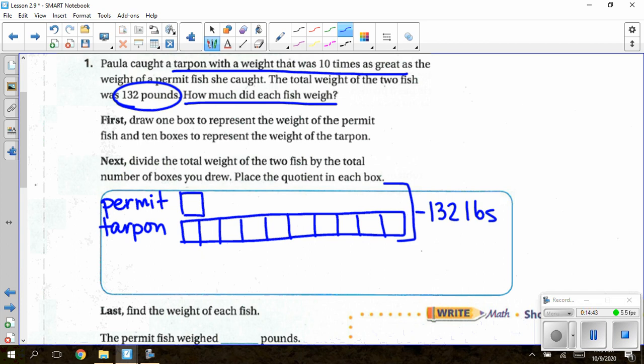So now, to figure out what my division problem is, I need to take 132 pounds and divide it by the number of boxes that I have. So with the tarpon having 10 boxes plus the 1 box for the permit fish, I have a total of 11 boxes. And this is a basic math fact, so if you know how to solve this basic math fact without showing your work, that is awesome. I have 132 divided by 11. If you do solve it out, you would find that it does equal 12. So I am going to represent each box with the 12 pounds.